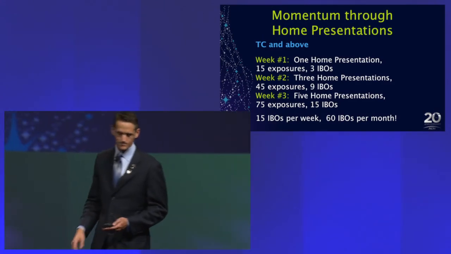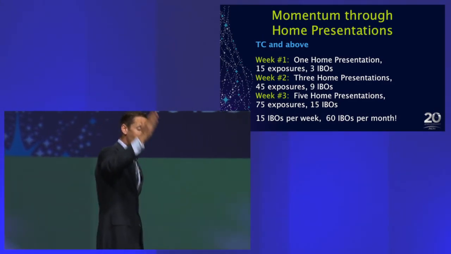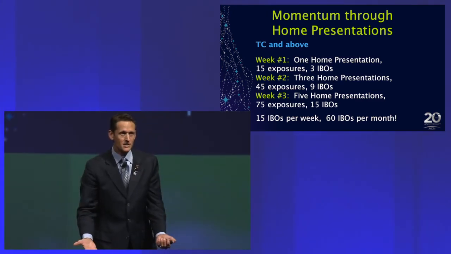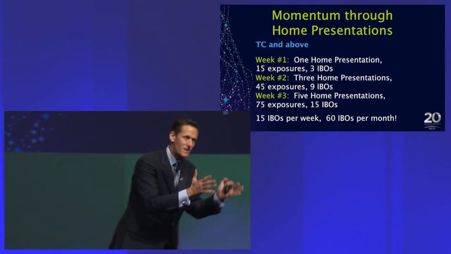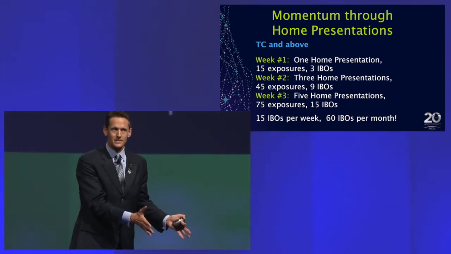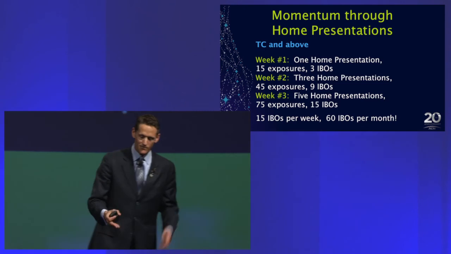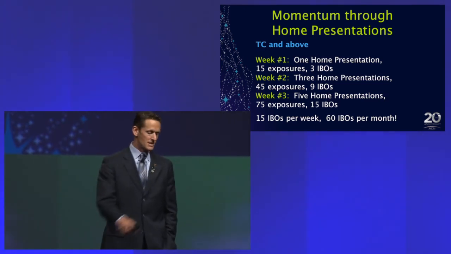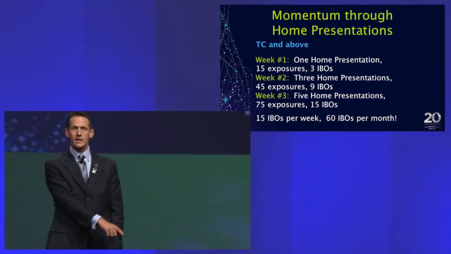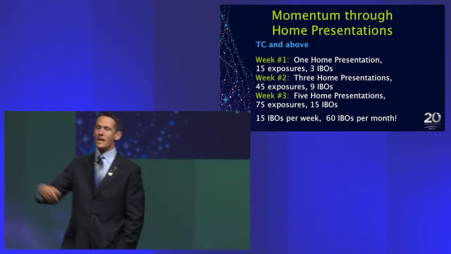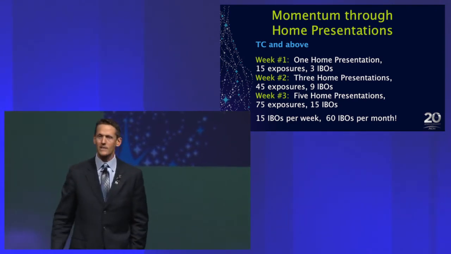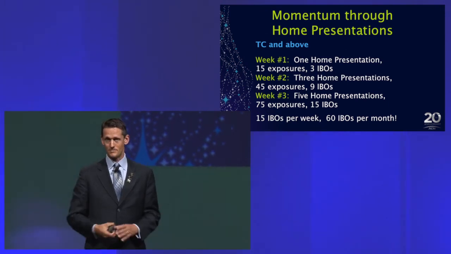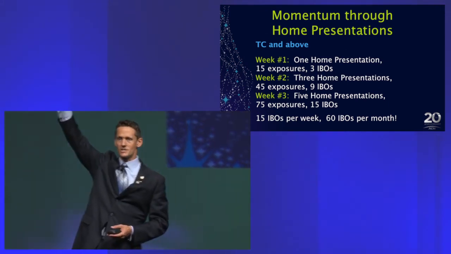Team coordinator, week number 1, just do 1, just to get used to the process. Just to focus on the quality, 20 people who say yes. And doing everything the way that it can be done efficiently. Week number 2, 3 home presentations. Week number 3, 5 home presentations. That's 75 exposures in a week, 15 people join your team. At TC, if 60 people join, 50 people qualify in a month, is that pretty good income? Yes or no? Who says yes?